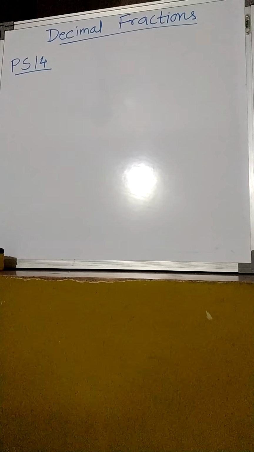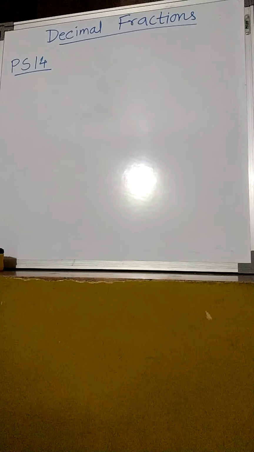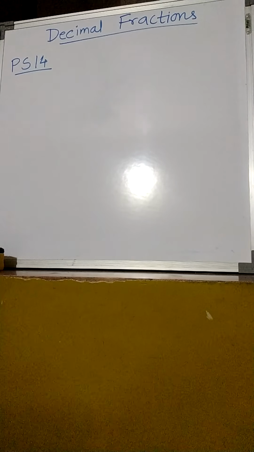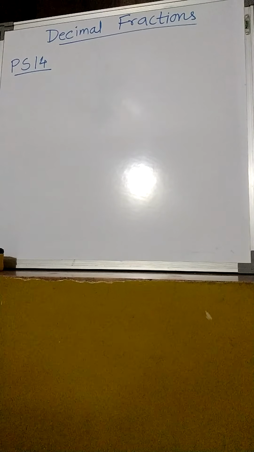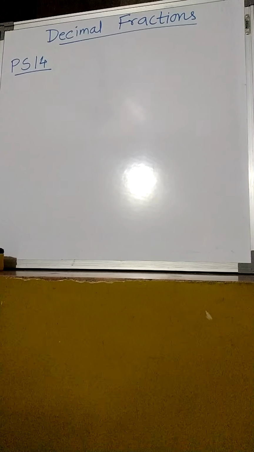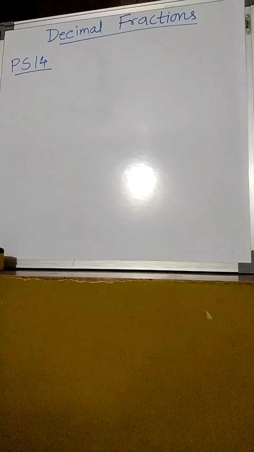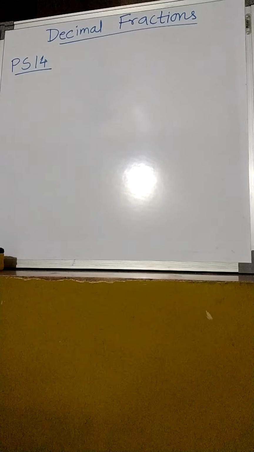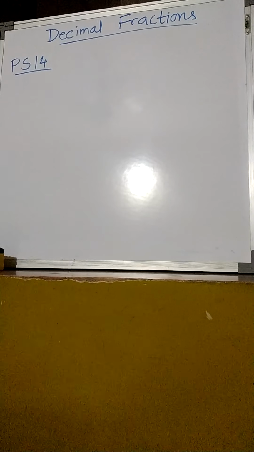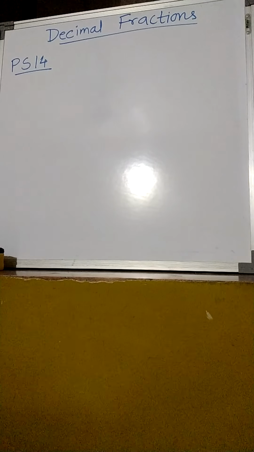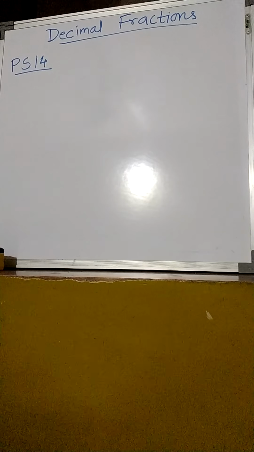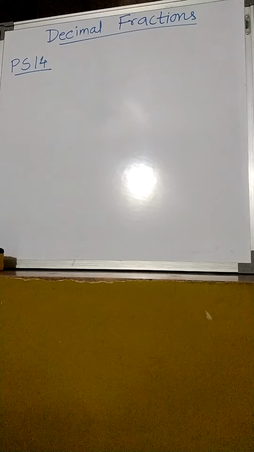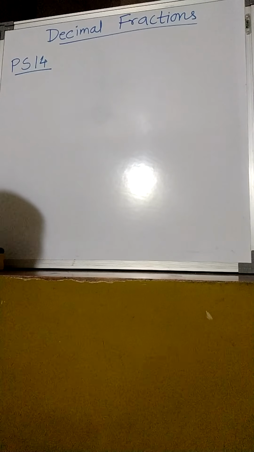Avnish travelled 42 km 365 meter by bus, 12 km 460 meter by car and walked 640 meter. How many kilometers did he travel altogether? Write your answer in decimal fraction only. Now see, when the word altogether comes, that means you have to do addition. Now see how to write this sum.